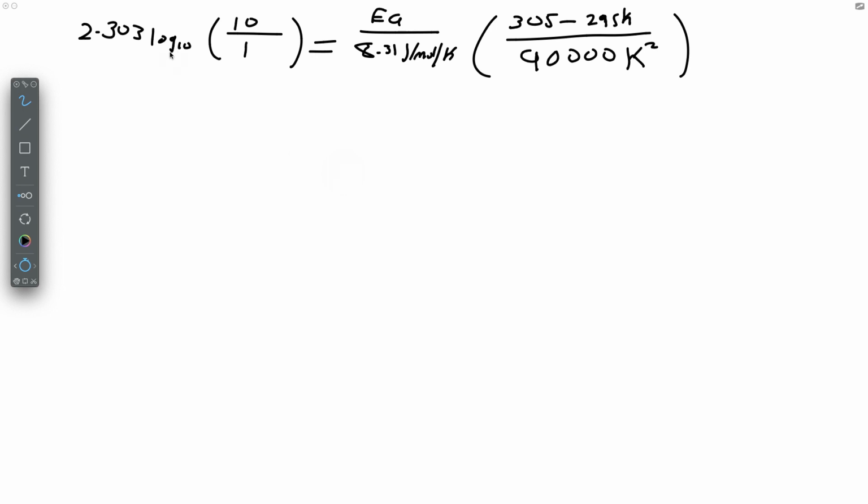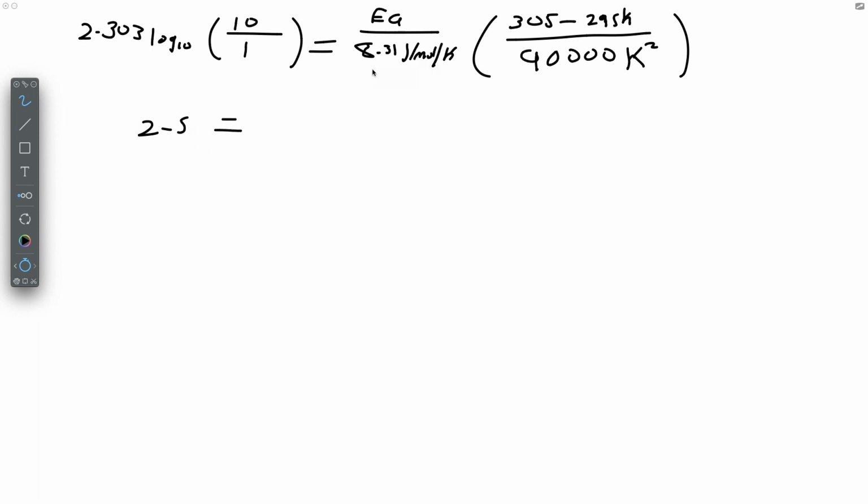Let's work with some easy numbers. 2.303 has too many decimals, so let's round it up to 2.5. Remember log 10 equals 1, so it's just 2.5 times 1. The left-hand side is going to be 2.5.